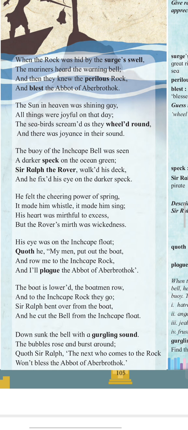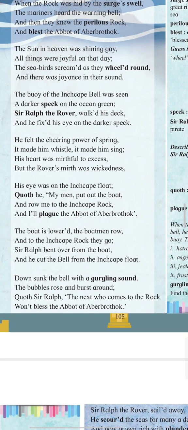His eye was on the Inchcape float, and he said, "My men, put out the boat and row me to the Inchcape Rock, and I'll plague the abbot of Aberbrothok." So here, this man said to his people on his ship, please lower the boat, I want to reach the Inchcape Rock. And then his people lowered the boat from the ship, and the boatmen took him to the Inchcape Rock.